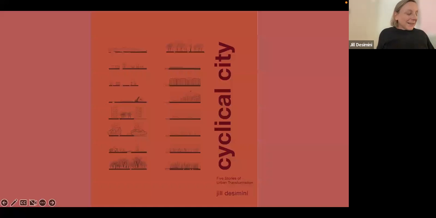With that, I just want to take a minute to introduce and thank Jill Desimini for coming to join us today. She's a landscape architect and an associate professor at the University of Connecticut. She's trained as both an architect and a landscape architect. She's worked in the private sector for design firms and has practiced in both architecture and landscape architecture. Prior to joining the University of Connecticut, she was at the Harvard Graduate School of Design.